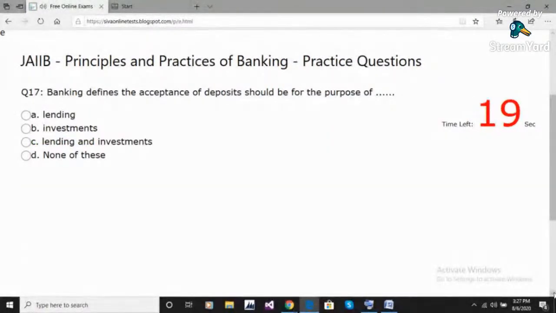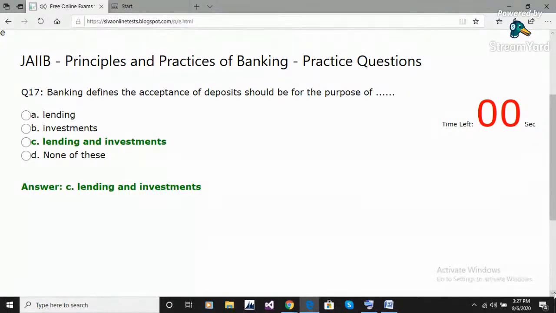Question 17. Banking defines the acceptance of deposits should be for the purpose of? Option A. Lending. Option B. Investments. Option C. Lending and investments. Option D. None of these. Answer C. Lending and investments.